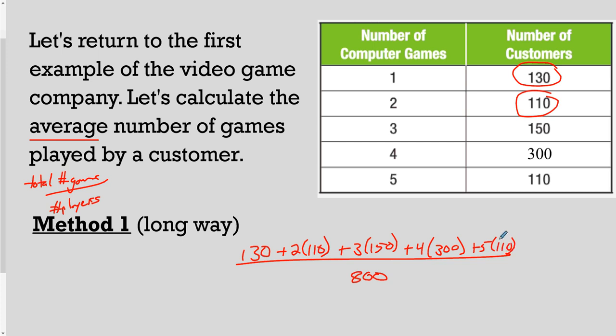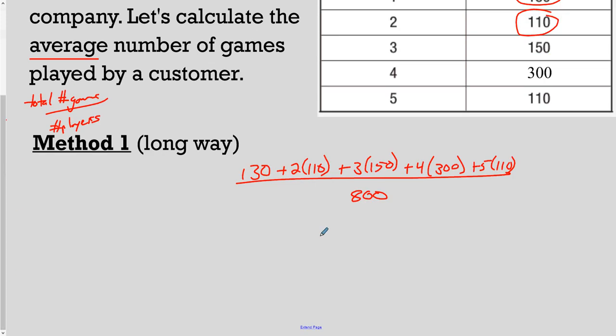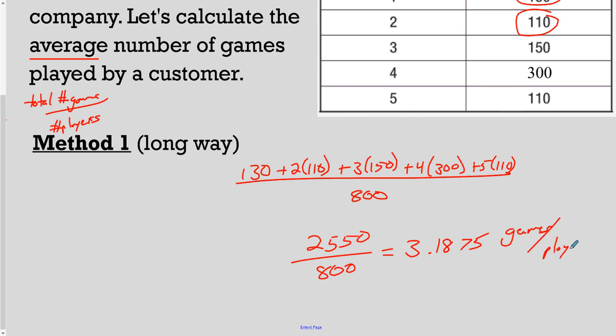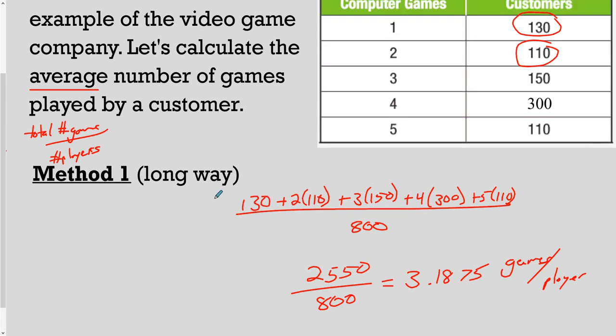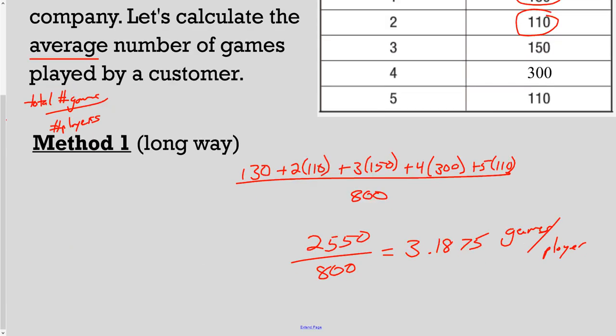So if we add all of that up, 130 plus 2 times 110, plus 3 times 150, plus 4 times 300, plus 5 times 110, we're going to end up with 2,550 games played by 800 players, which means we're going to get an average of 3.1875 games per player. Now, obviously, you can't play 0.1875 games, but that's just an average, right? So that's the long way of doing this. There is a little bit better way.